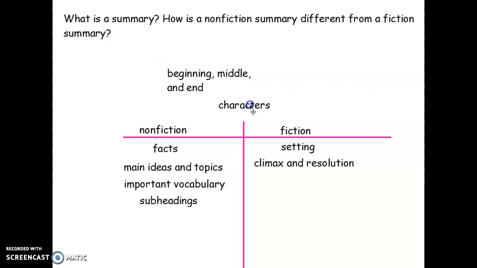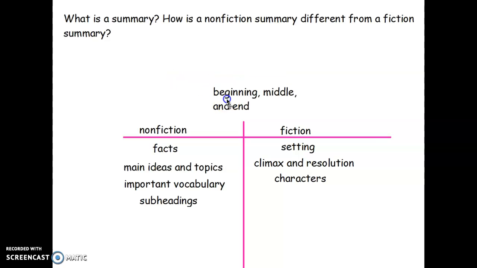What about characters? That would be in a fiction summary. And then what about a beginning, middle, and end? That would be in fiction as well. Now, nonfiction can be written with a beginning, middle, and end, but it can also be written in chronological order or in compare and contrast or problem and solution or any of those other text structures we've studied.